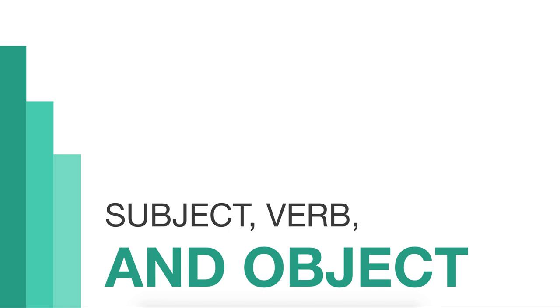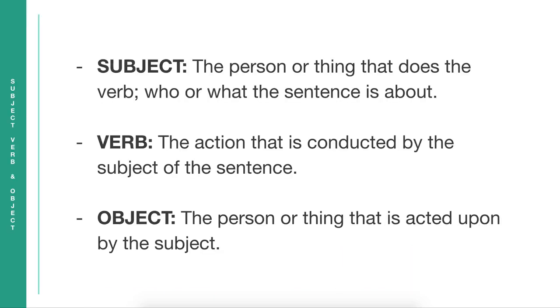Hello everyone. Today we are going to talk about identifying the subject, verb, and object in a sentence. And then we are also going to talk about subject-verb agreement. Now, as far as subject, verb, and object goes, every sentence in the English language has a subject and a verb. Some sentences also have an object.